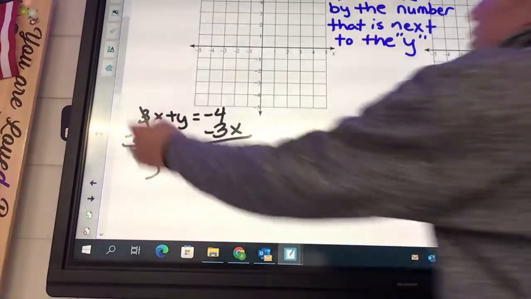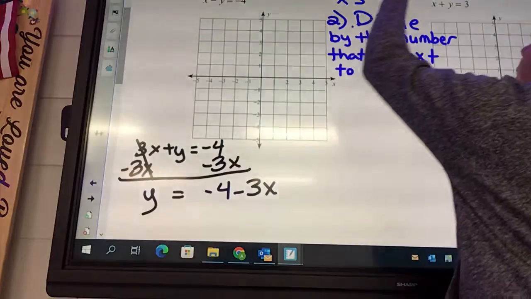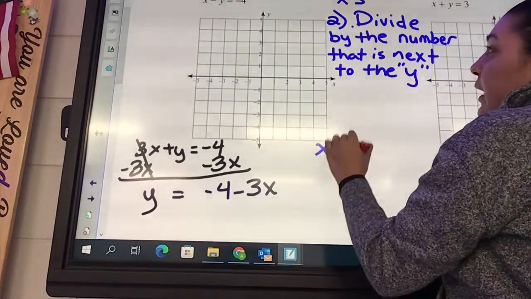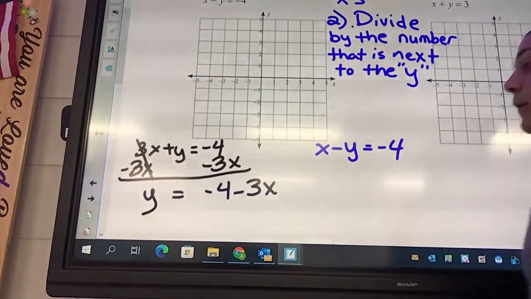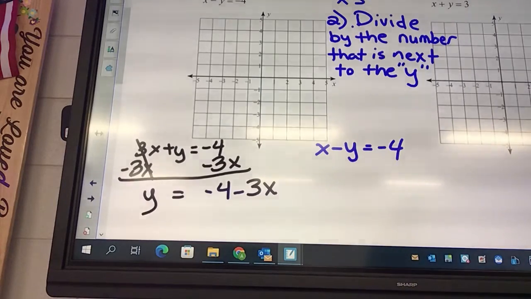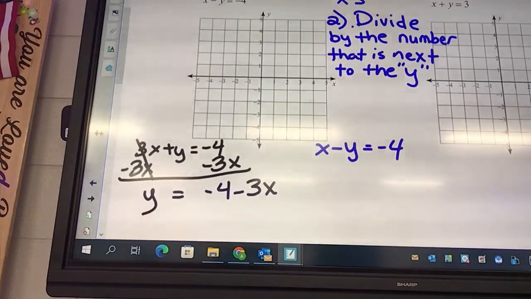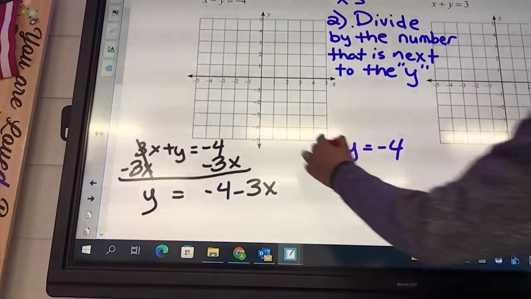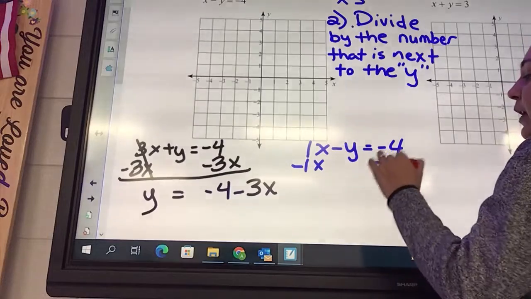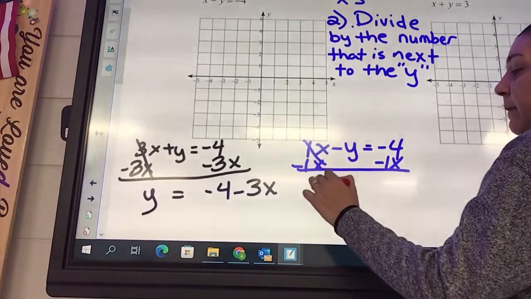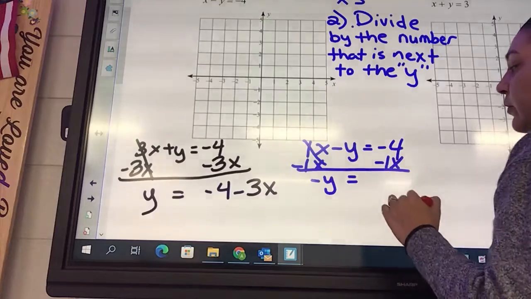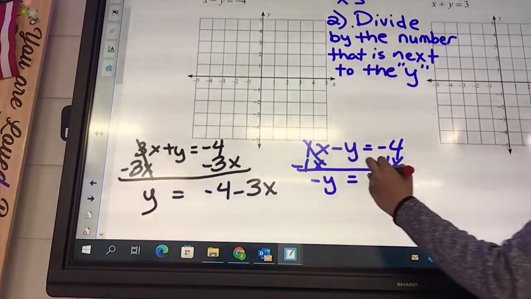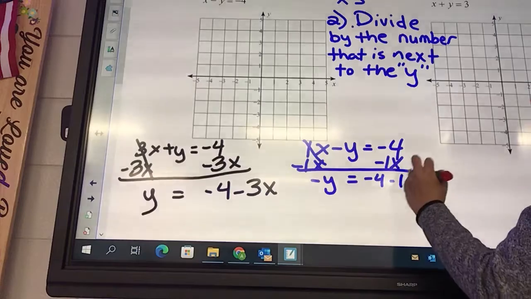Okay, let's look at equation 2. We got x minus y equals -4. Okay, do we need to add or subtract the x's? Subtract them, so you're going to say minus 1x, okay, you can put a 1 in front of the x if it makes you feel better. Minus 1x, minus 1x. So you got -y equals, and we just write this in a straight line, so it's going to be -4 minus 1x.